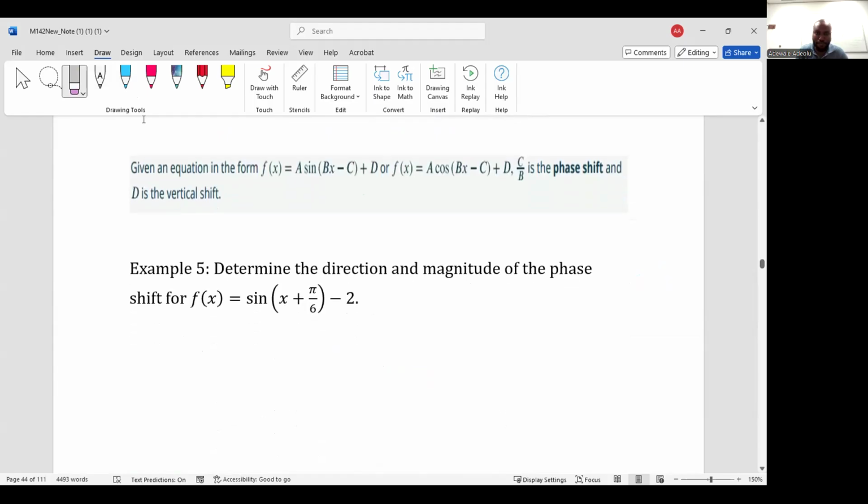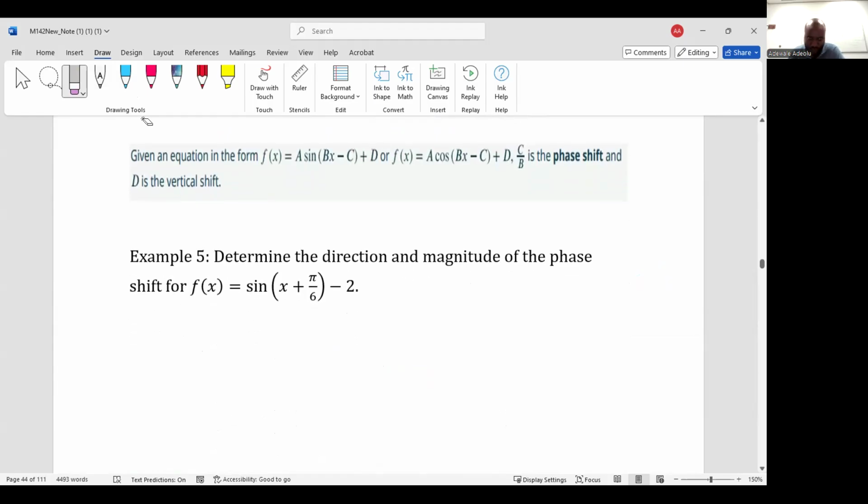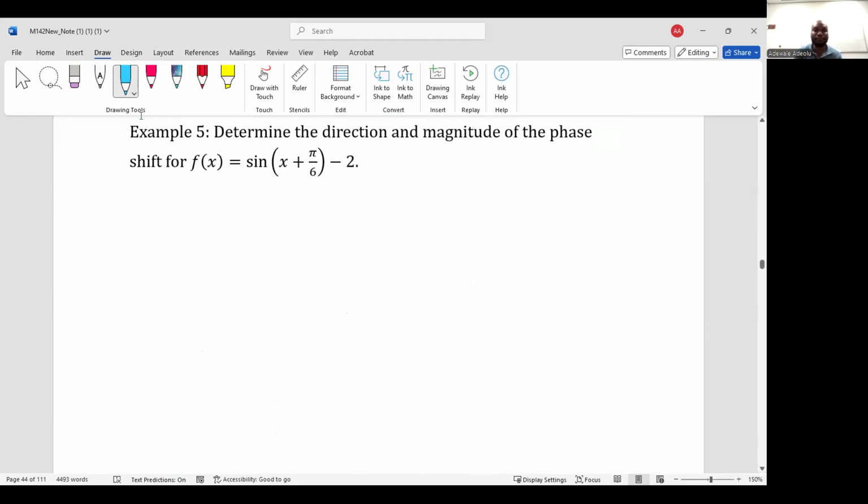Okay, now, given an equation in this form, we know the form by now, in this form, or for cosine in this form, C over B is the phase shift and D is the vertical shift. I explained that C over B is the phase shift. We will use an example to see it better. Example: determine the direction and the magnitude of the phase shift. That is, is it shifting to the right or to the left? Okay, now in this case, look at it.